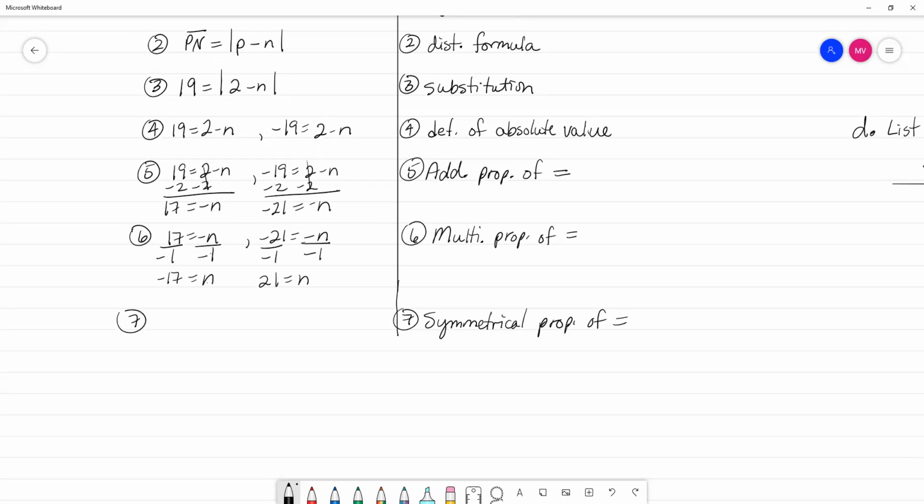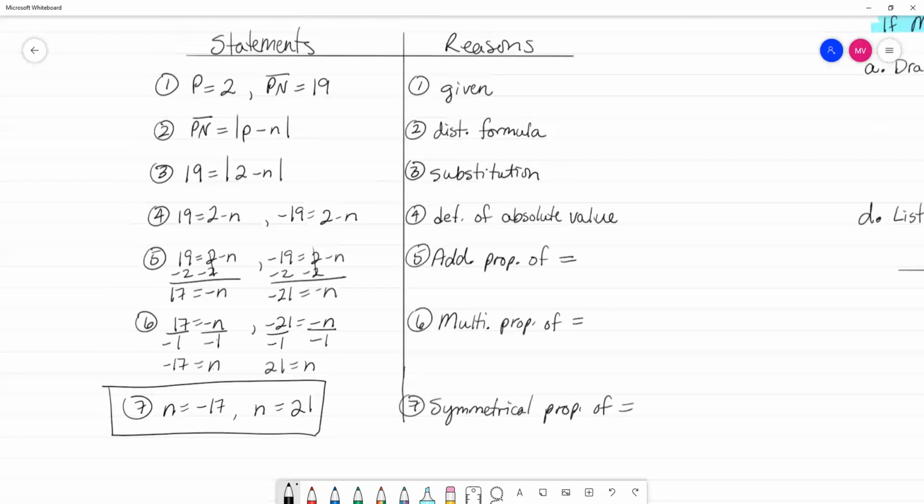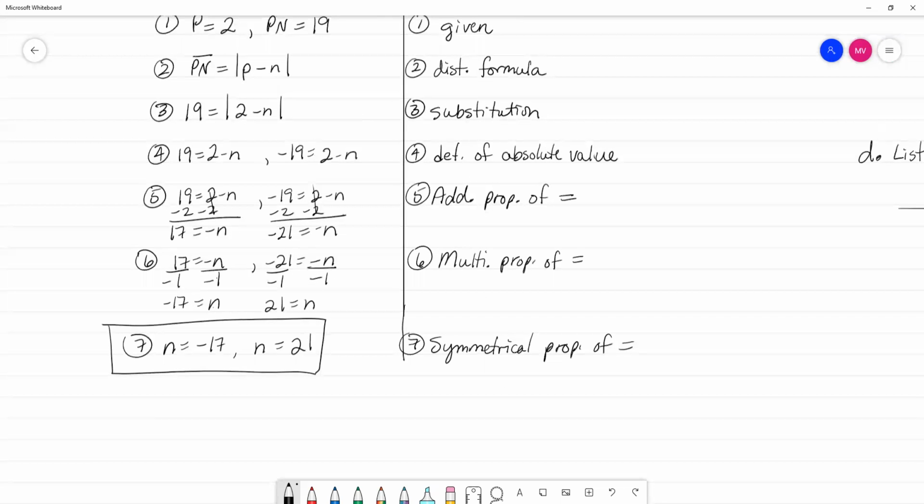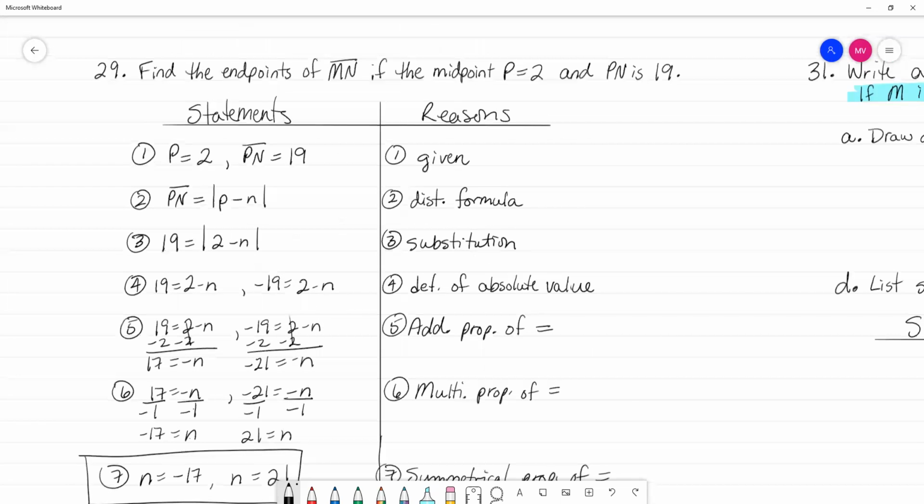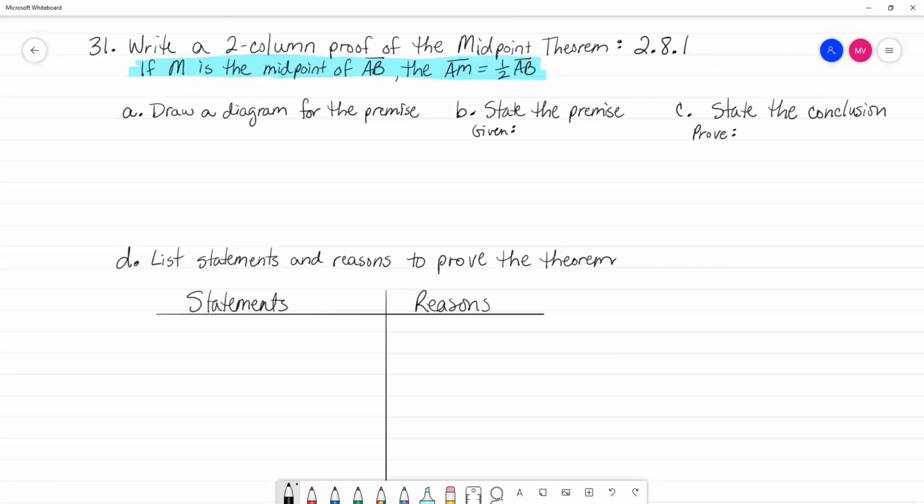And that states that n equals negative 17 and n equals 21. So there are our 2 endpoints to this formula. And then here is the proof of why each step works. All right, last one. We're almost there.